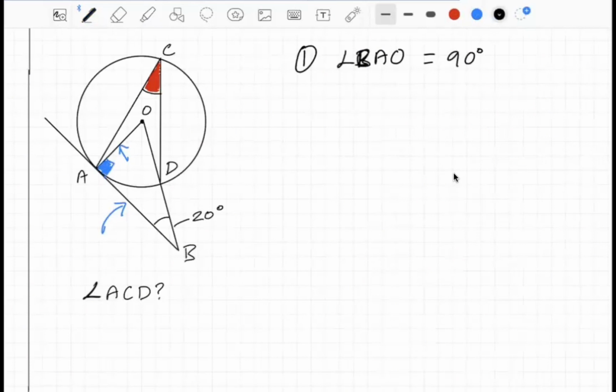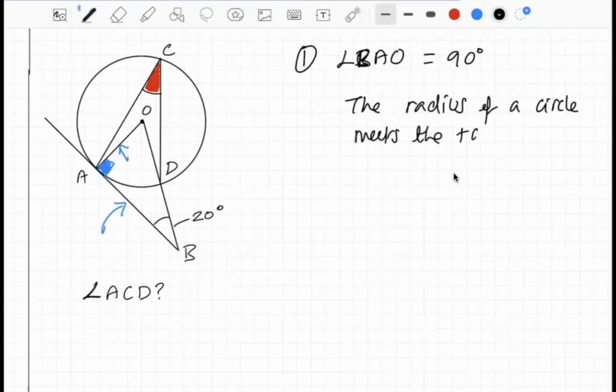So the rule here is that the radius of a circle meets the tangent at 90 degrees. Cool. So tangent BA meets radius AO at 90 degrees.